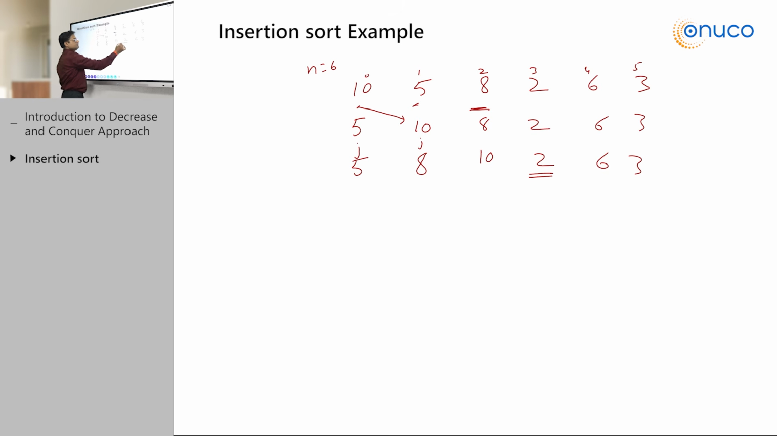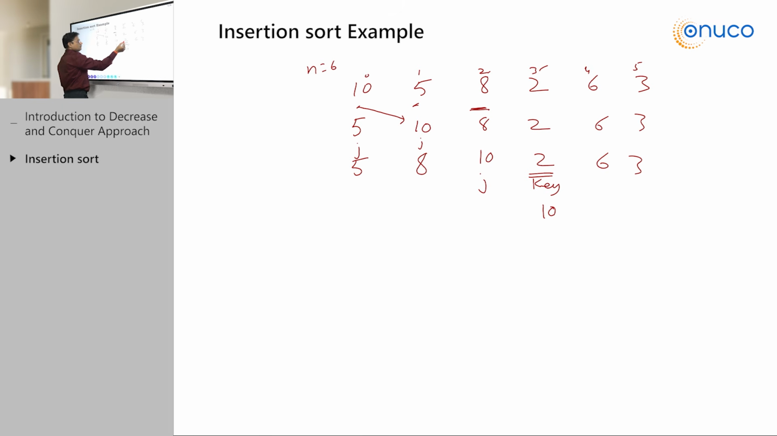This is the key element. Say it is a key element. And the j element will start from here. Compare 2 and 10. Which is greater? 10 is greater. 10 should go to the right-hand side, means at the place of j plus 1. J is 2, 2 plus 1 is 3. At A of j plus 1 we have stored 10.